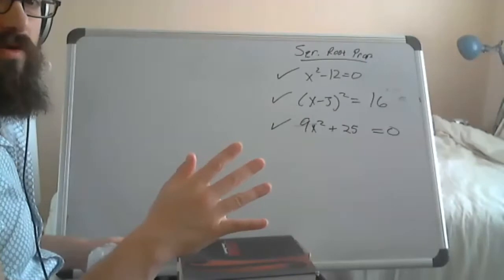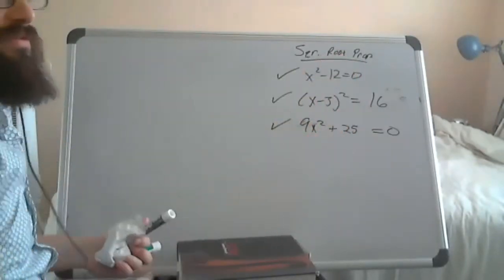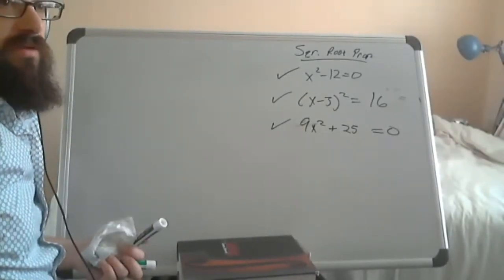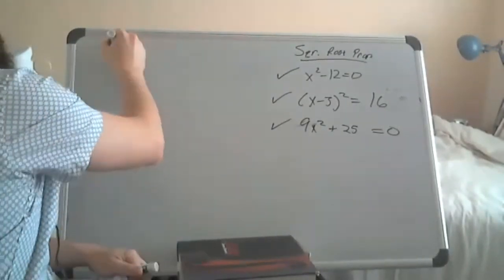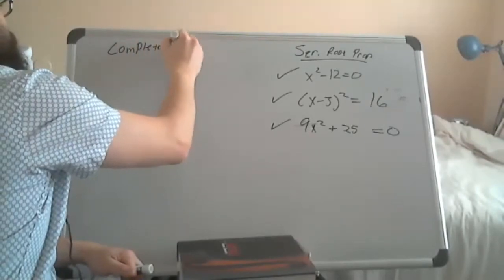Get something squared on the left side and then some numbered stuff on the right side, just square root it. Just go to town on it. That's the idea for these. And then you can practice your very own completing the square. I know I just erased this, but whatever. Complete the square.